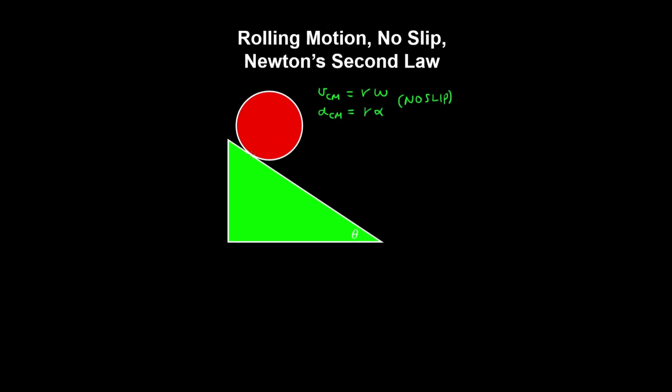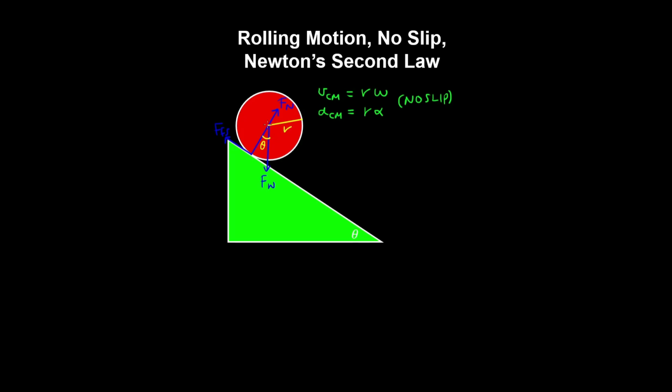And under the no-slip condition, we have a force of static friction, because in rolling motion without slip, the rotational and translational motion cancel each other out. And we have a force of weight acting through the center of mass, and also a normal force acting in a perpendicular direction to the plane. And the disk has a radius r.